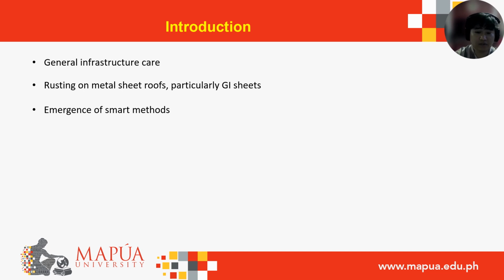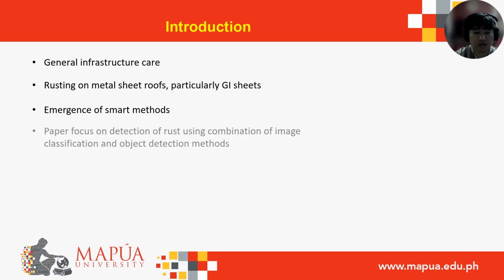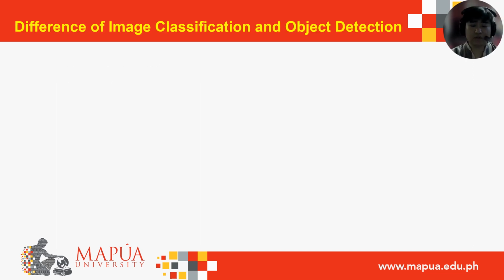Smart methods have emerged with the advancement of technology, and this paper presents convolutional neural network, or CNN, and Mask region-based convolutional neural network, or Mask RCNN, in classifying and locating rust on GI sheets. So now we want to emphasize that we have conducted our study through machine learning and computer vision means. Our study is divided into two parts. One is for classification and one for detection.